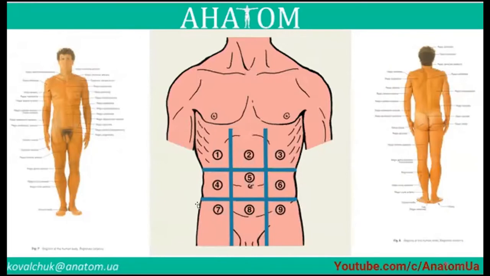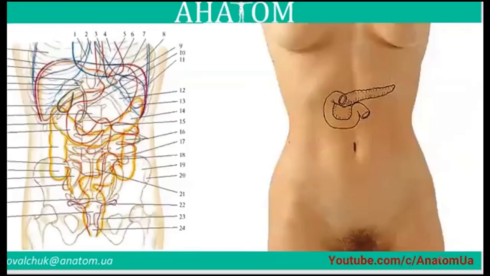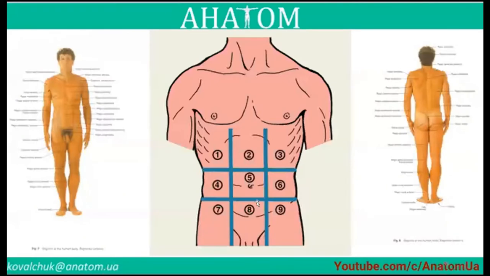Next, seven, eight, and nine: it's the hypogastrium, near the pubic bone. Here, it's the pubic region. Seven and nine is a special region with the name inguinal region. Inguinal, because the inguinal ligament is present here, right and left. And this is the nine regions of the anterior abdominal wall.